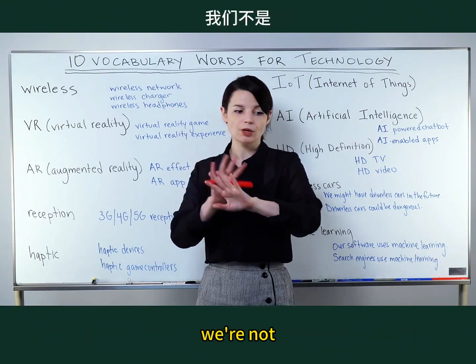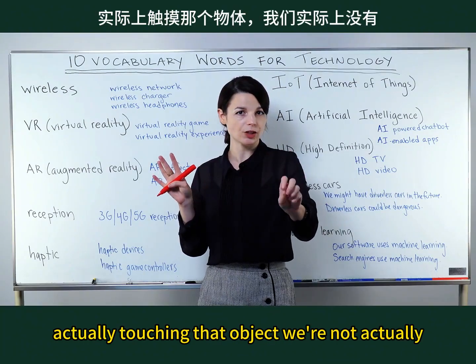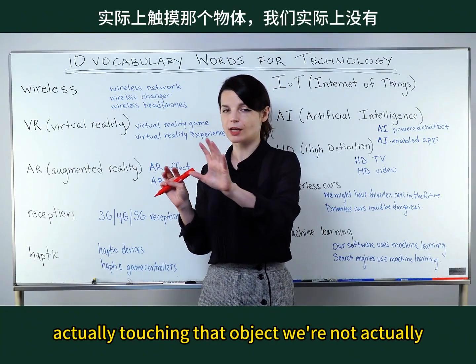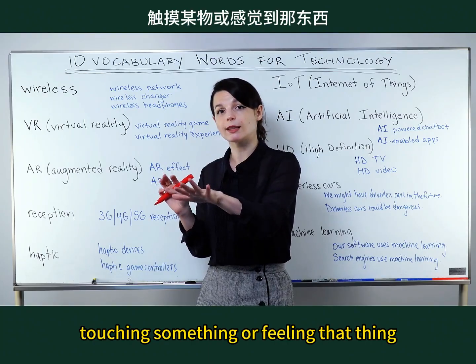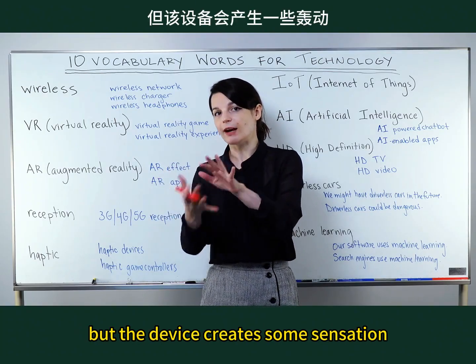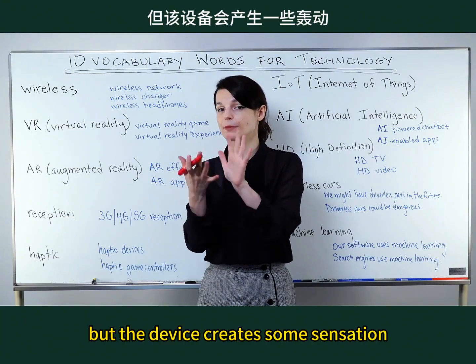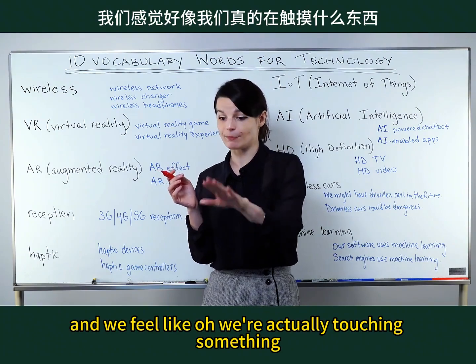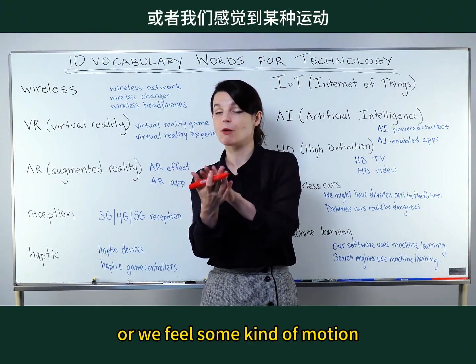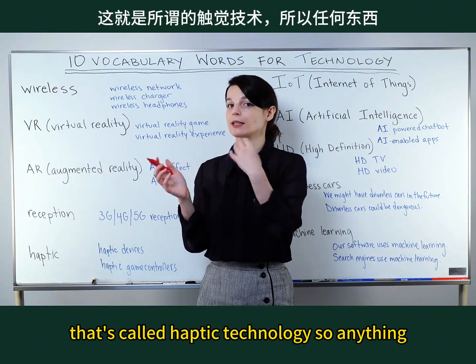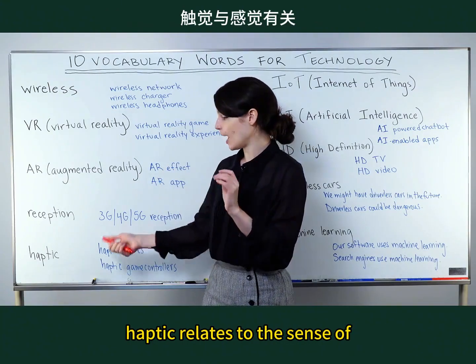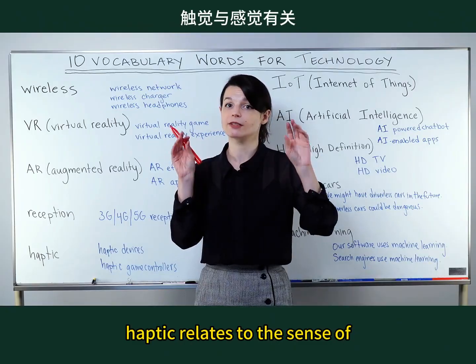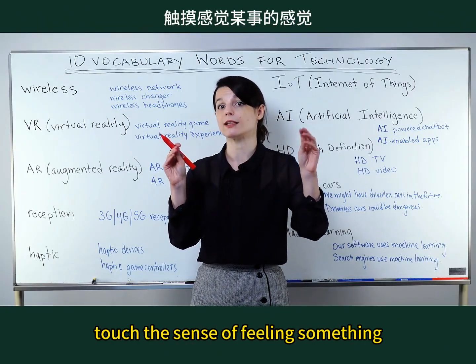So that means we're not actually touching that object, or feeling that thing, but the device creates some sensation and we feel like, oh, we're actually touching something, or we feel some kind of motion. That's called haptic technology. So anything haptic relates to the sense of touch, the sense of feeling something.